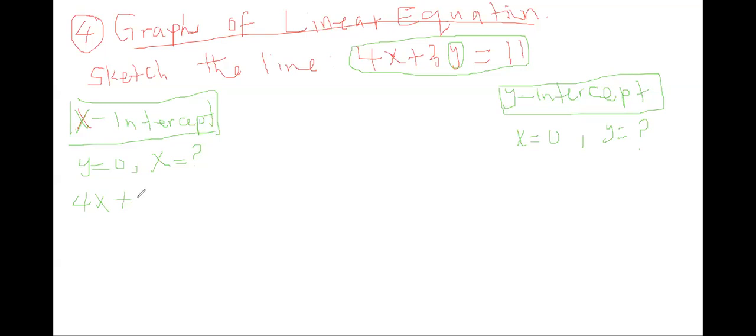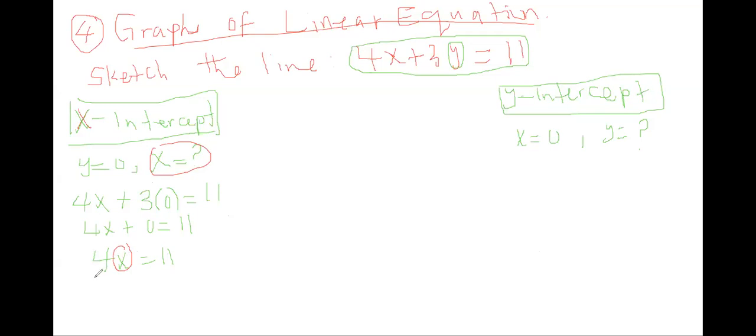So we have 4x plus 3 times y, and we said y is 0, then equals 11. Obviously 3 times 0 is 0. So we have 4x plus 0 equals 11. So the 0 goes away, and at the end of the day, we still have 4x equals 11. Remember, what we are interested in is x. We are asking what is x here.